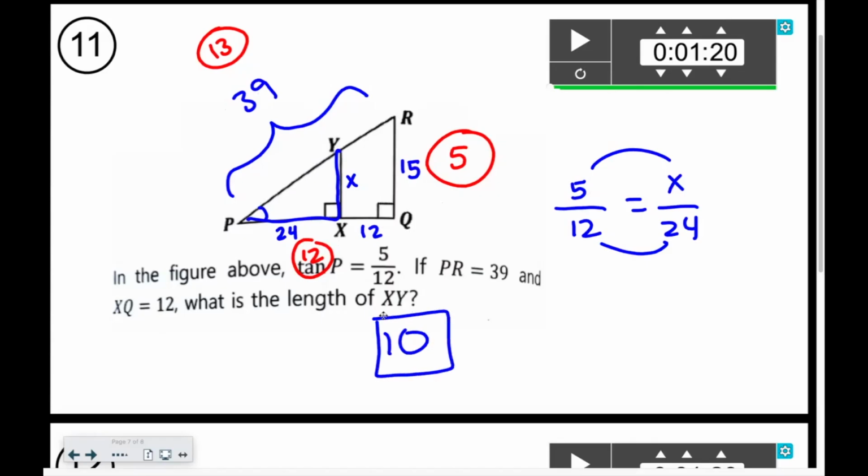All right. So I really wanted to think about it. I had another way of looking at it that would have definitely been a lot of extra work. So look for 5, 12, 13s and 3, 4, 5s. They will be extremely helpful in a problem like this.